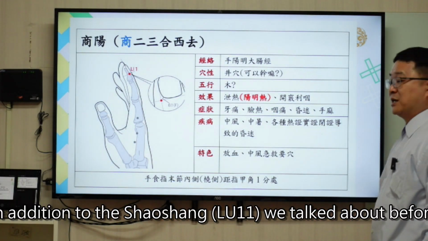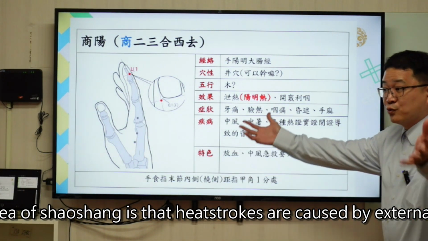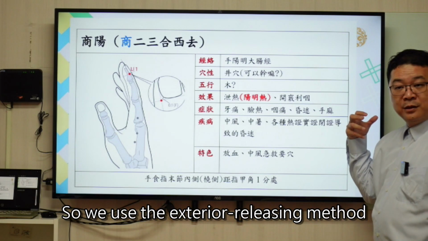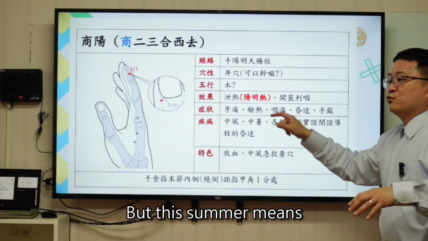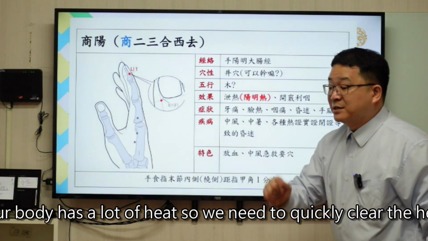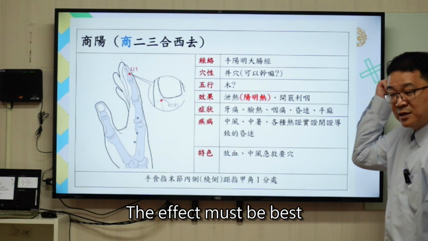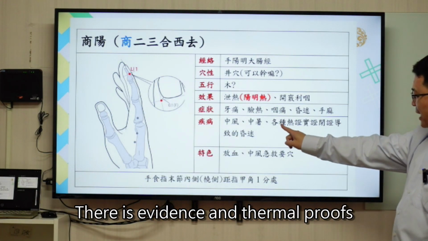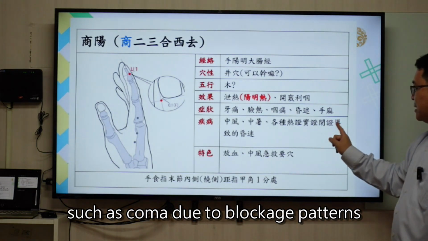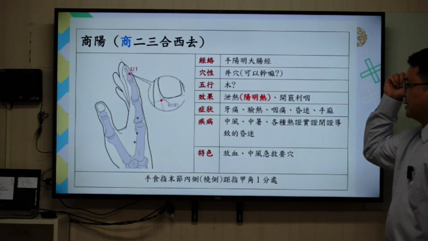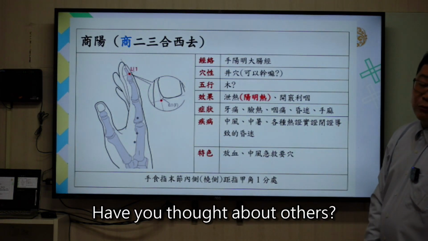In addition to Shaoshang, Lu11, the idea of Shaoshang is that heat strokes are caused by external heat. So we use the exterior releasing method. But in this summer case, your body has a lot of heat, so we need to quickly go for the strongest one. Go to the place with the most troops. The effect must be best. There is evidence and thermal proof, such as coma due to blockage patterns. For example, have you thought about others?